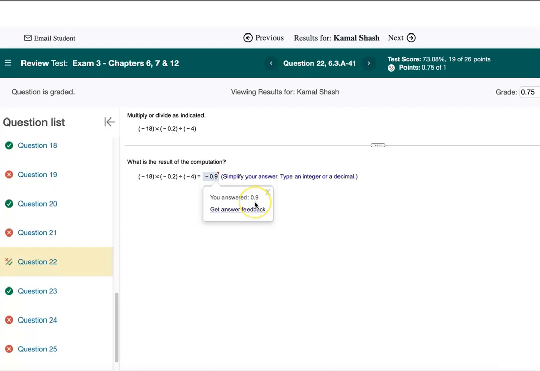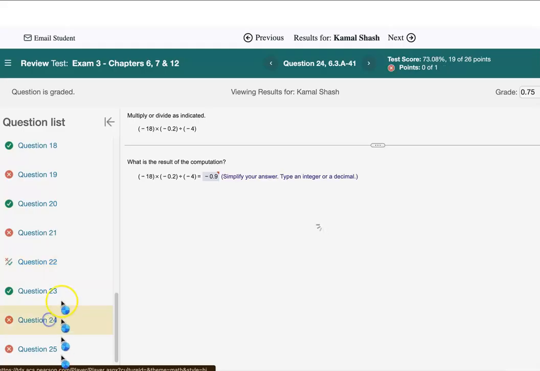This one here looks like you just got a sign wrong. Here there's multiplication, so this would be negative times negative, which is positive. Positive divided by negative is a negative again. So I did give some points back on that one.